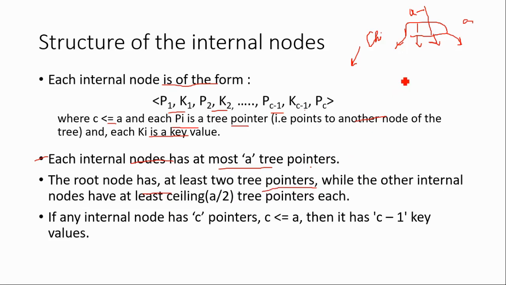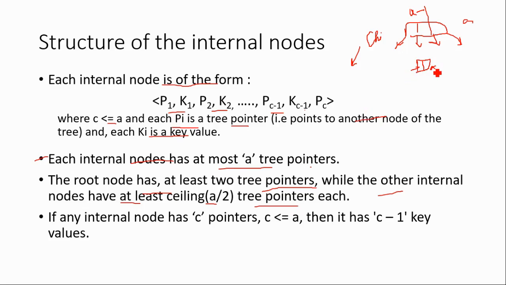So that the DPM becomes, as we are doing insertion, so often there is a key and a data pointer. So often they are in two terms, while the other internal nodes have at least ceiling of A by 2 tree pointers each.